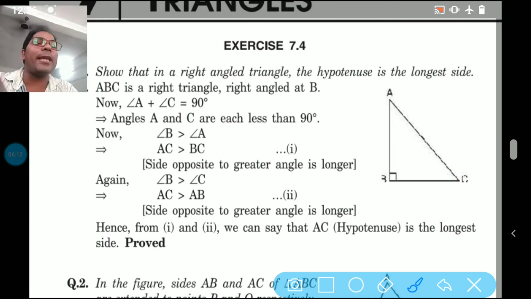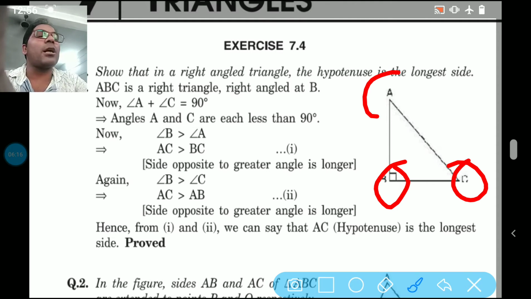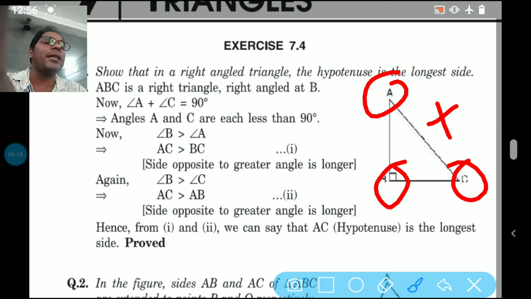In the next line you can write angle B is greater than angle C, because the sum of angle A and angle C is 90 degrees. So angle C also will be less than angle B. So angle B is greater than angle C. Then AC is greater than AB.